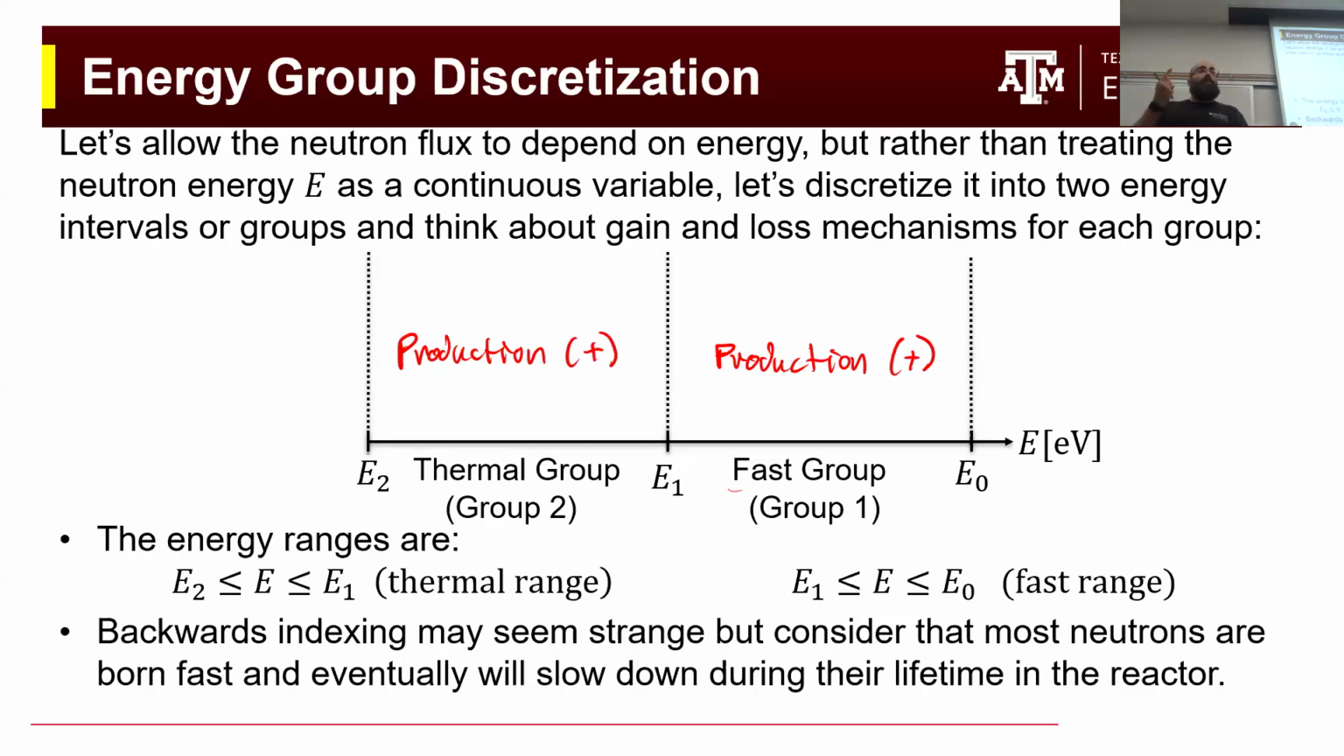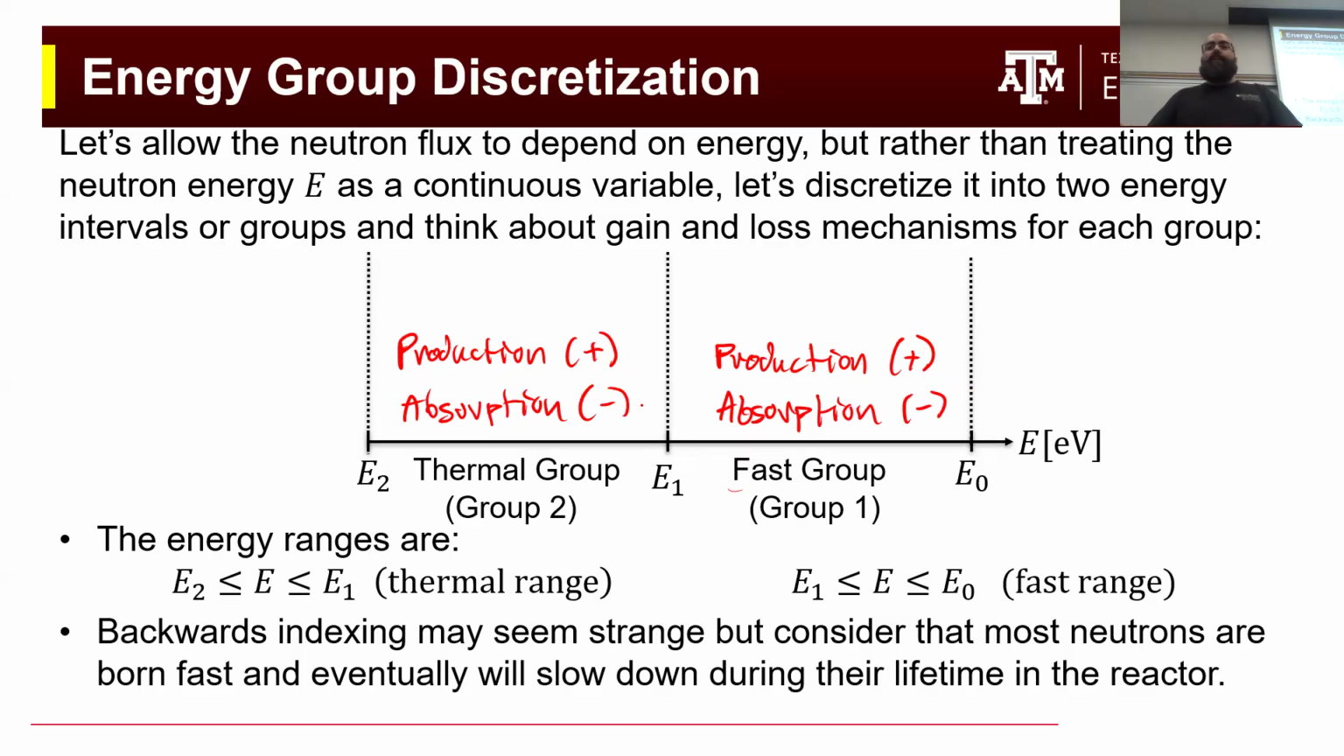And just like when we had one group diffusion, the way that neutrons would be lost is by being absorbed by something in our reactor. So absorption is going to be a loss mechanism. So I'm going to use a minus sign for a loss mechanism. And that can happen also in both groups.